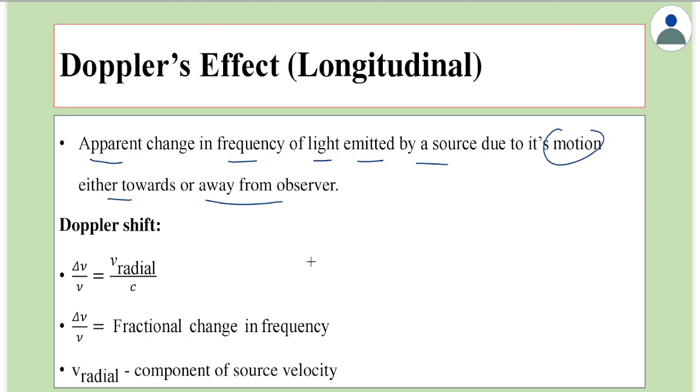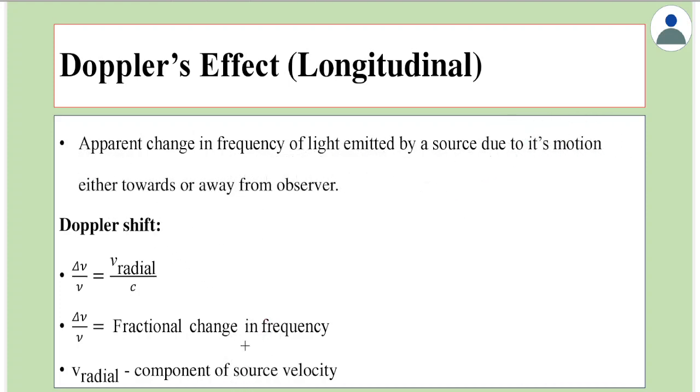Now this is the same thing as what we saw in case of sound waves. Even in case of sound waves, if there is an apparent motion between the observer and the source, then the frequency that is heard, that is perceived, is different from what is being emitted. That apparent change in frequency is called Doppler's effect. Even here it is the same definition.